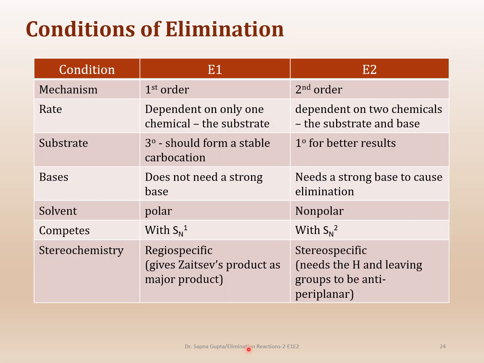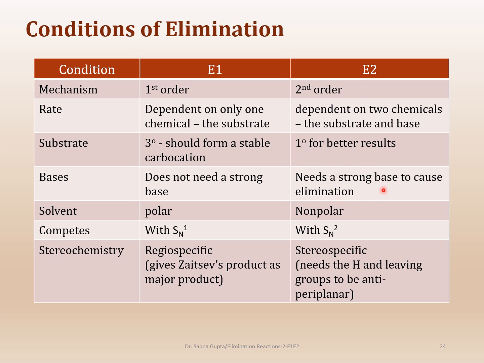And here are your conditions for elimination. You have two different kinds of elimination, E1 and E2, first order and second order. First order, of course, is only dependent on the substrate, a tertiary carbocation. The base here does not need to be very strong. Why? Because everything is not happening at the same time, which means the base is not part of the rate determining step. Because it's not part of that first transition state, it doesn't have to be strong.